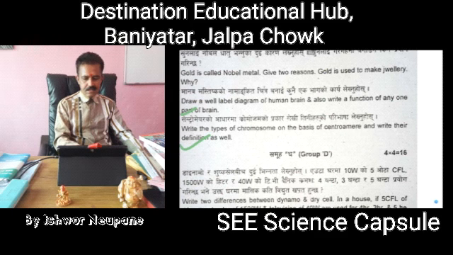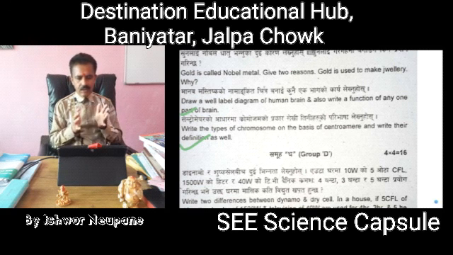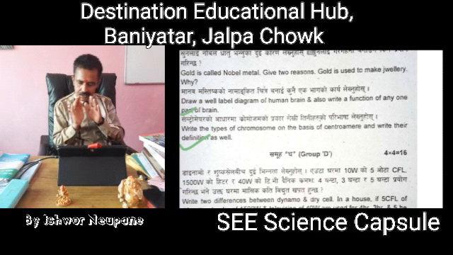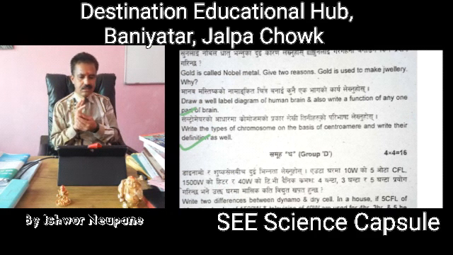Now next question is here. Write the types of chromosome on the basis of centromere and write their definition as well. So, what are the types of chromosomes on the basis of centromere? Four types: telocentric, acrocentric, submetacentric, and metacentric.